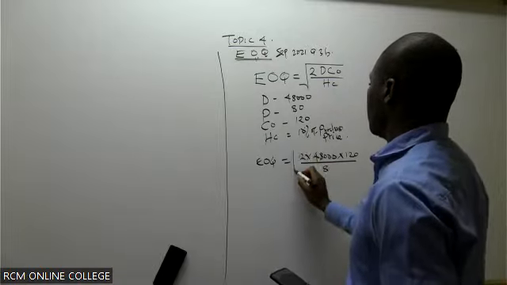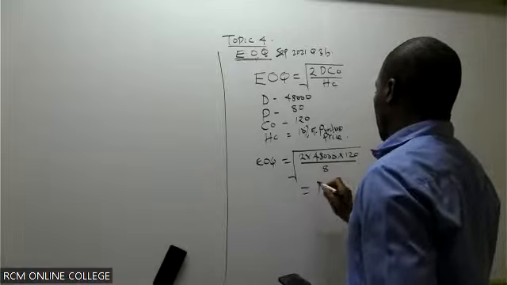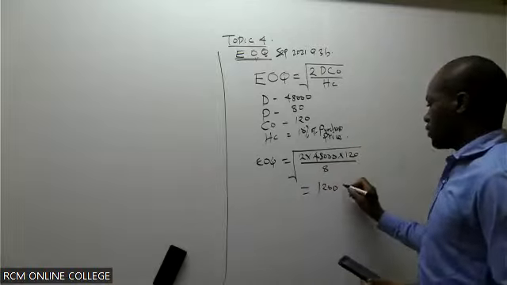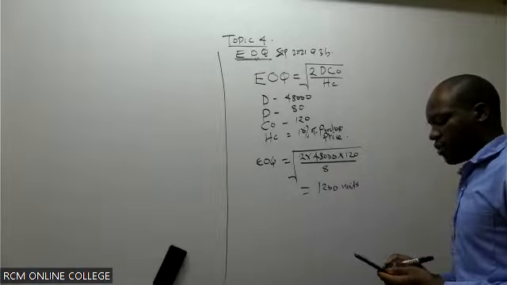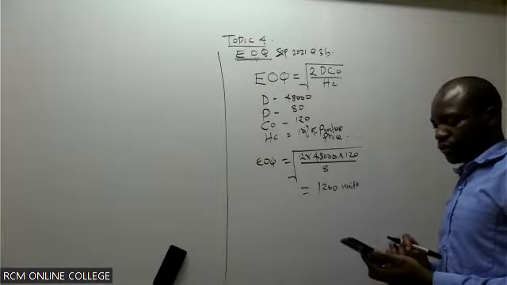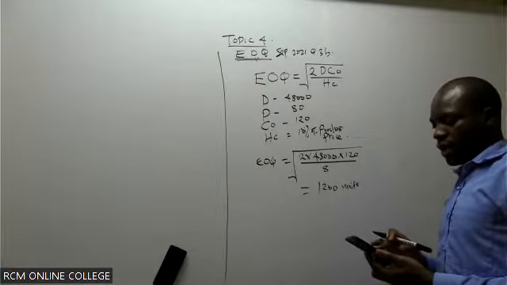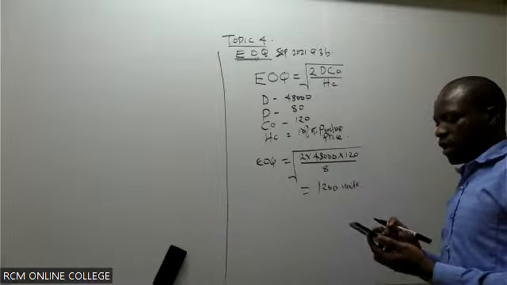If that is done, you give us the square root of the answer, and I'm able to see majority are getting 1,200 units. Is that what we all have? Good. Having done that, we now go to Roman 2.